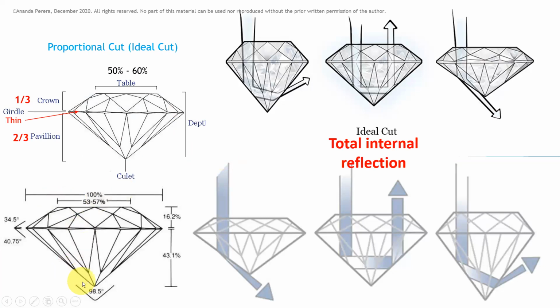Now look at here. If it is a diamond, this is the diamond cut. So 53 to 57% is the table size. And the crown angle is 34.5, pavilion angle 40.75, and the culet angle 98.5. Then the height is like this. This is called brilliant cut for diamonds.